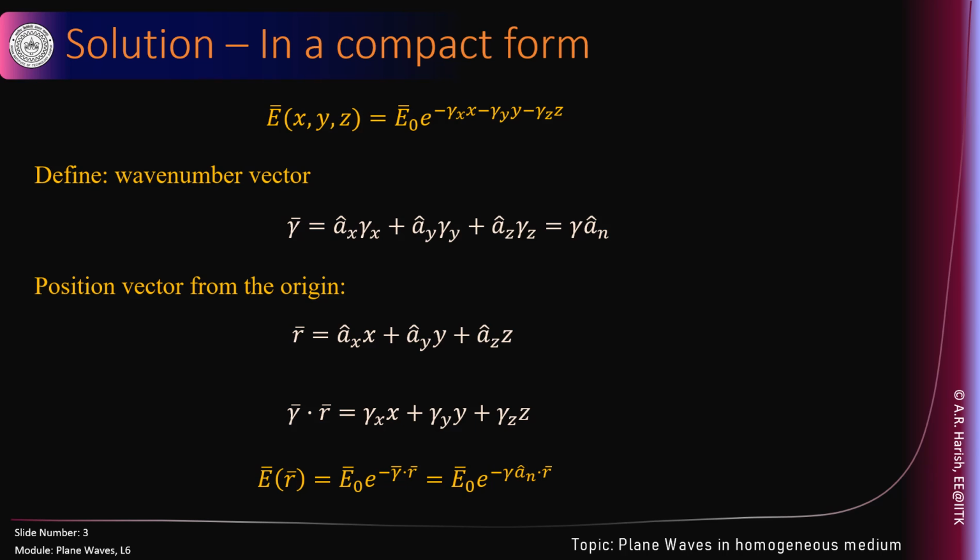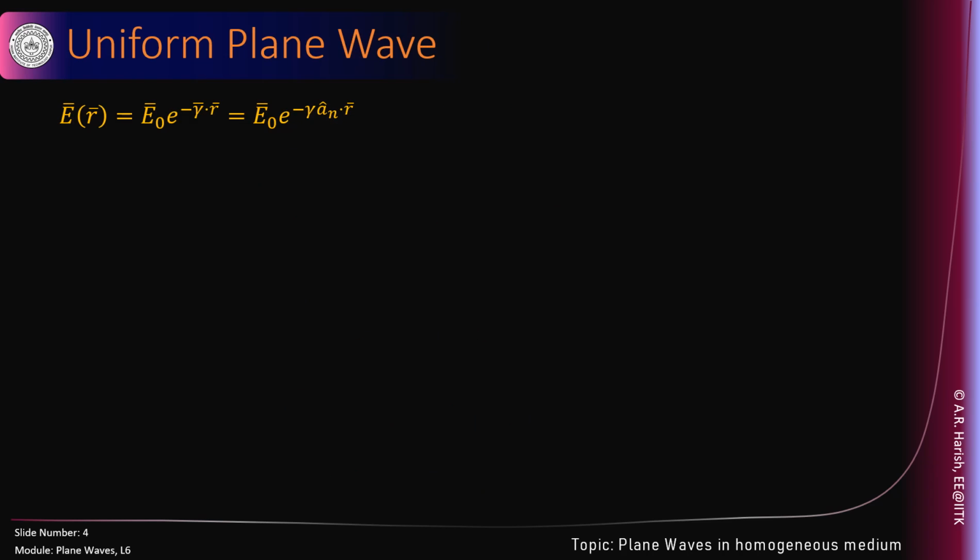Wow, what did we achieve? We managed to compress that long equation which is sitting in the exponential into a short compact form, gamma dot r, or gamma times a_n cap dot r bar, because gamma bar is equal to a_n cap gamma. That also we know. We keep using this form very often, so it is always a good idea to familiarize ourselves with this form. Keep coming back to this. Don't worry, I'll keep reminding you as we go along. So we have an equation for the electric field of uniform plane wave, which is given in terms of gamma and r.